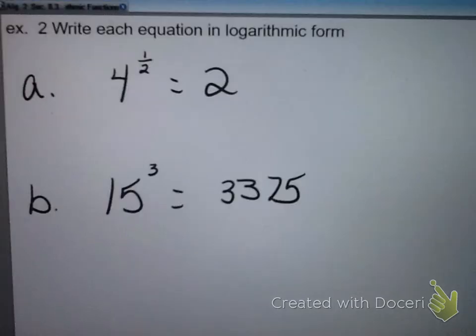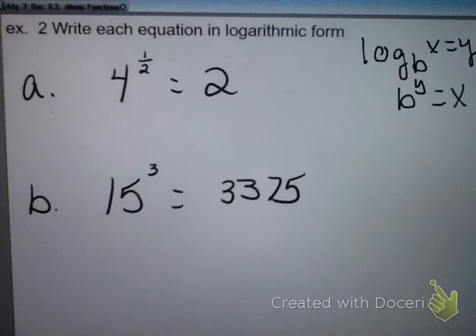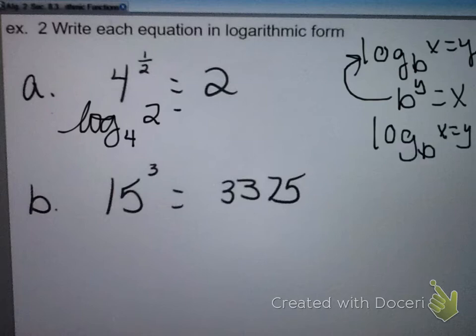Example 2, write each equation in logarithmic form. Okay, let's write our formula again. Log base b of x is equal to y. That's b to the y power is equal to x. So here we're going to go exponential to log. So my base is 4. So that's log base 4 of 2 is equal to 1/2.